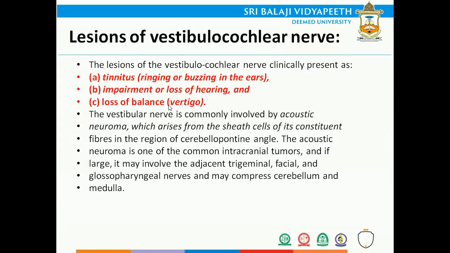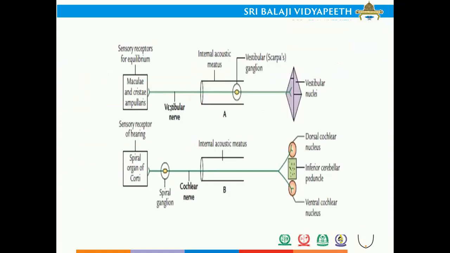and it may compress the entire cerebellum and medulla. So as this particular tumor grows in size, it can compress the nuclei of the trigeminal, facial, and the glossopharyngeal, and it will compress the entire cerebellum along with the medulla when its size increases.